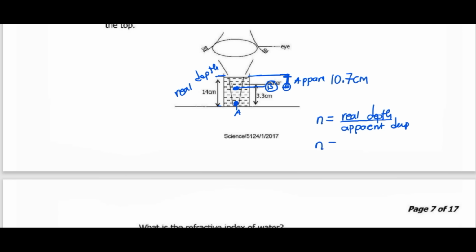So what is our real depth? Real depth is 14, over 10.7. Remember, the real depth is greater than the apparent depth. So we have 14 divided by 10.7, and according to my calculations, I'm getting 1.3.